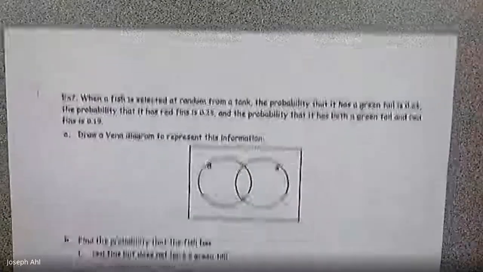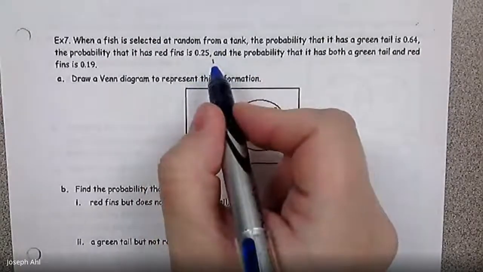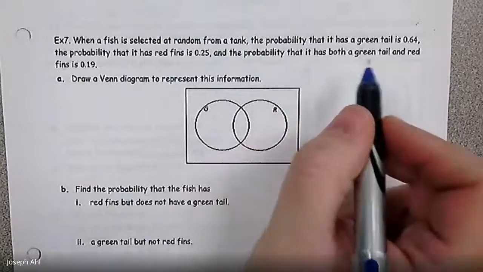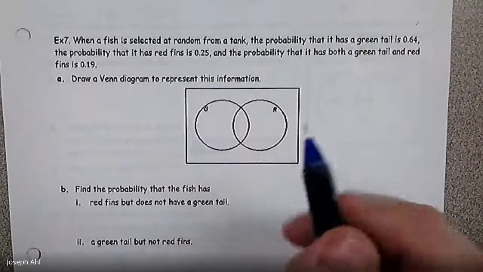Let's actually do another Venn diagram example on this page. And it says when a fish is selected at random from a tank, the probability that it has a green tail is 0.64. The probability it has red fins is 0.25. And the probability it has both green tail and red fins is 0.19.